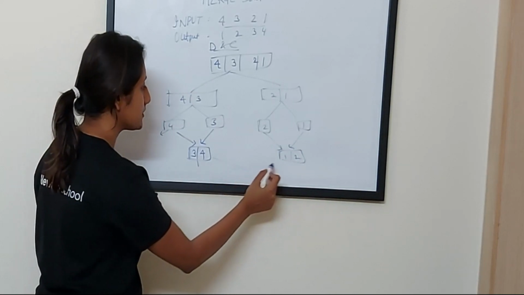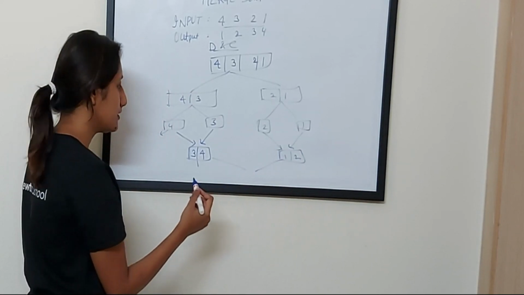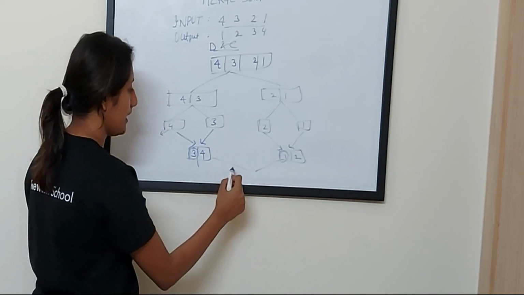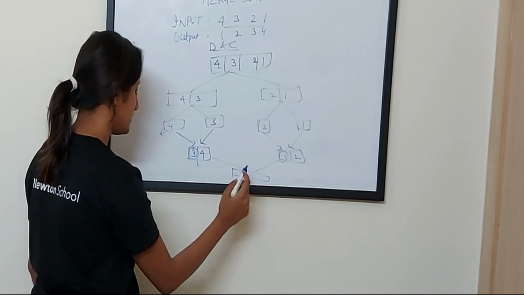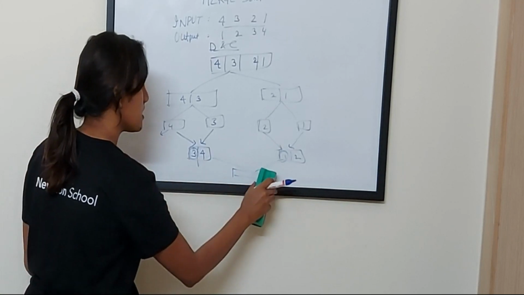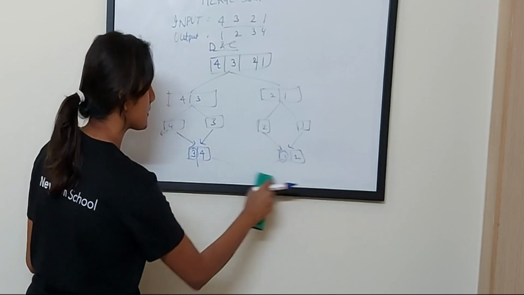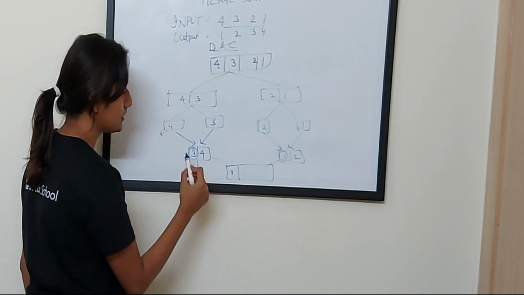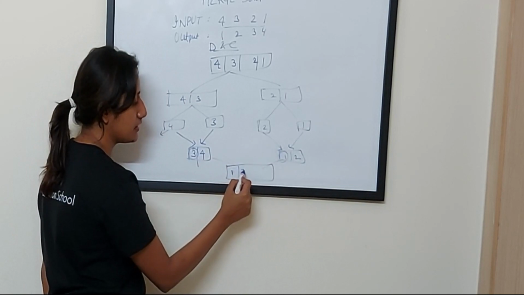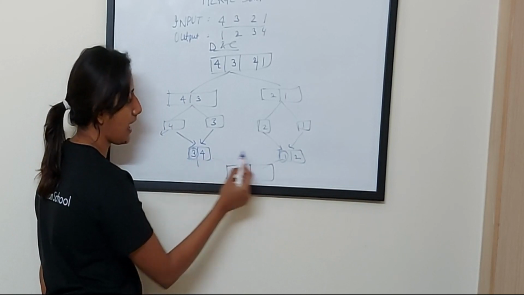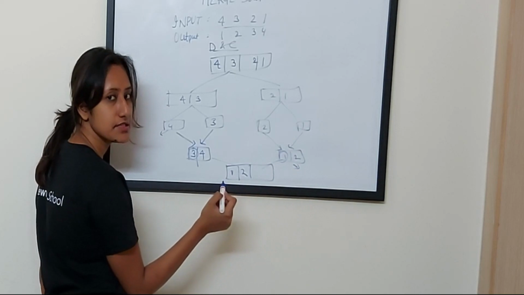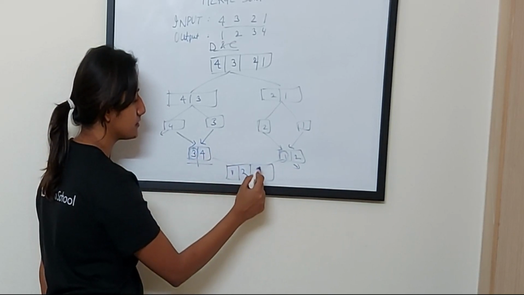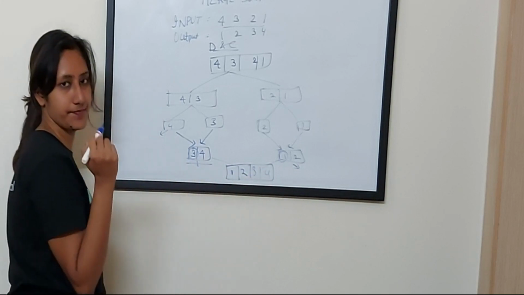Now we have to merge 3, 4 and 1, 2, right? So again we will compare the first elements of these two sorted arrays, and 1 is less, so 1 will come. Now we will compare 3 with 2. So 2 is less, 2 will come. Now this array is finished, right? So now we only have 3 and 4, so we will put them as they are, 3 and 4.